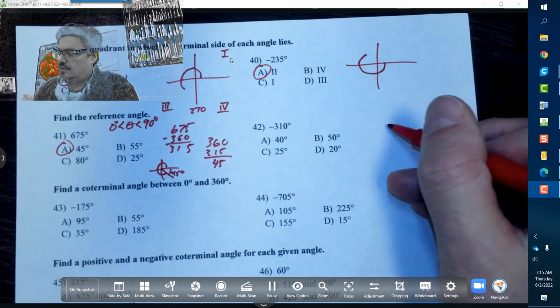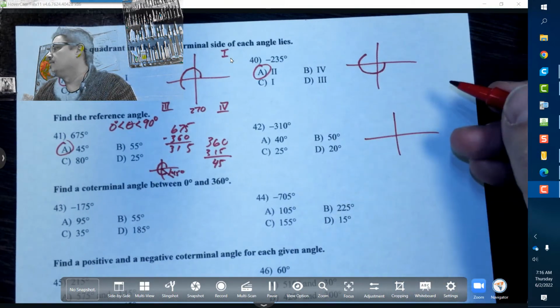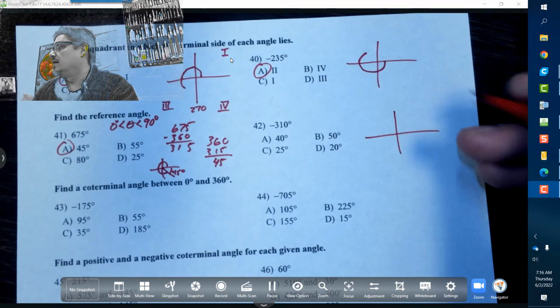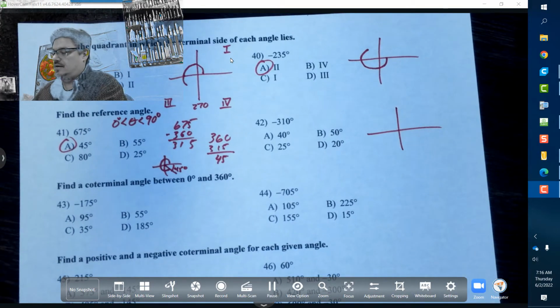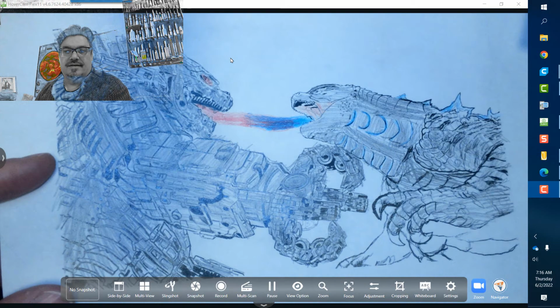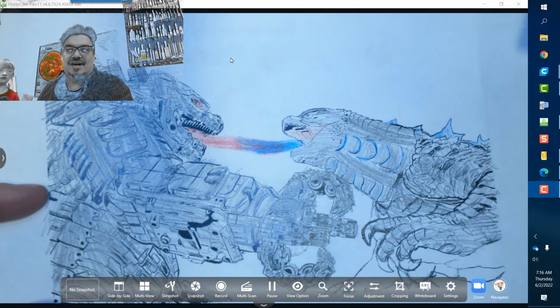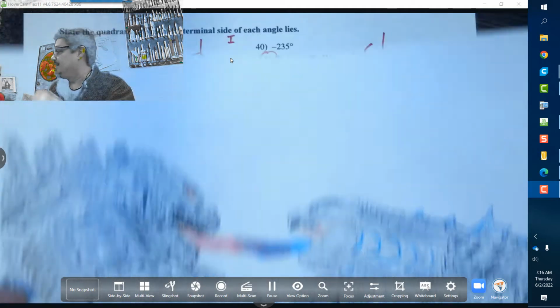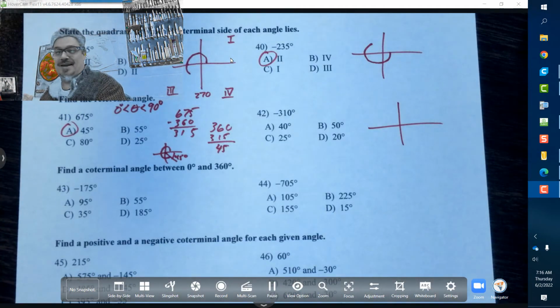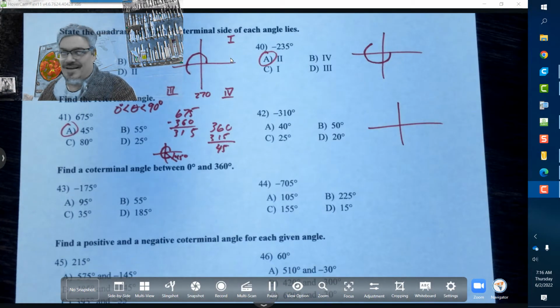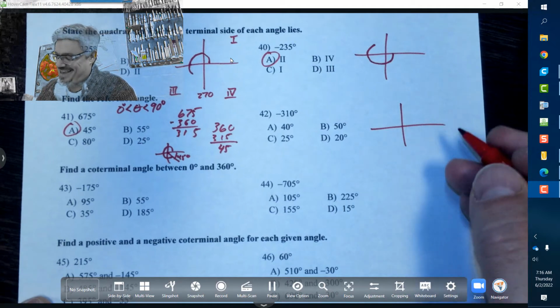Yep, what's up, Lucas? Oh, that's cool. Here, show everybody. Nice, got the blue flames, red flames, Mechagodzilla versus Godzilla. Very cool. All right. I don't know if your head can fit under there.